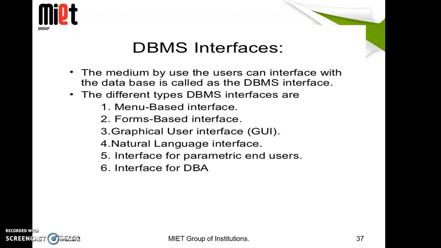Now what we will cover next is DBMS interfaces. Interfaces mean something that connects the user and the database. So the DBMS basically acts as an interface between the user and the database. The medium by which the user can interface with the database is called the DBMS interface. There are different types of DBMS interfaces.